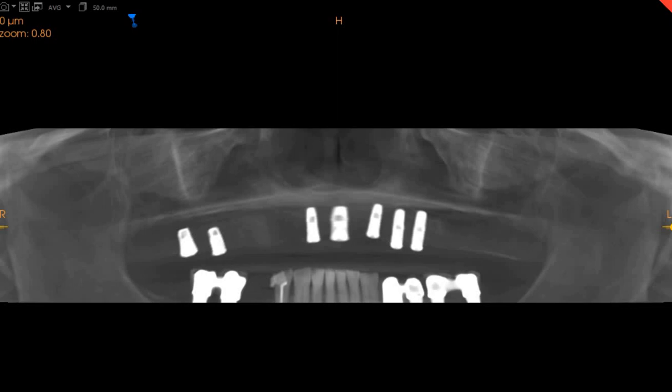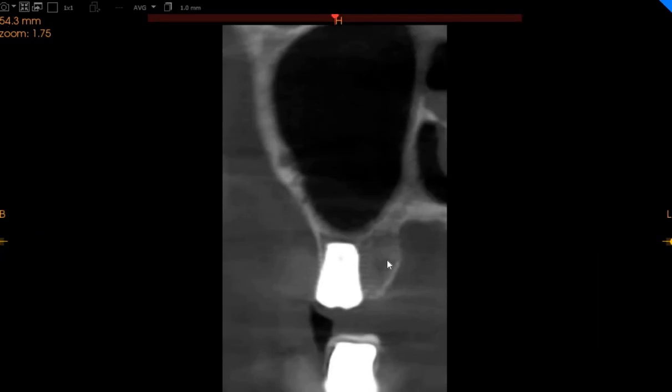This is the distal most implant in the upper right quadrant. As you can see, the implant is placed slightly buccally, and we do however have good bone support, but a little bit of bone exposure on the upper right distal most implant. This is the molar region.